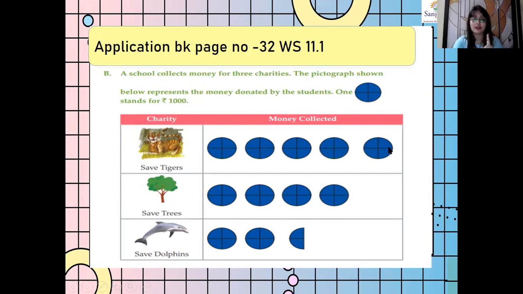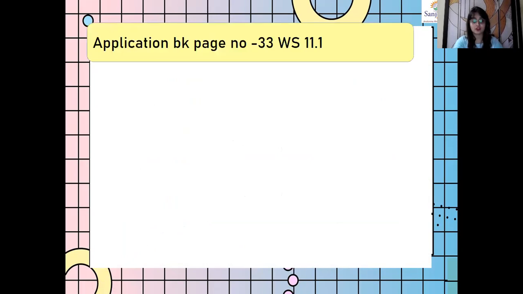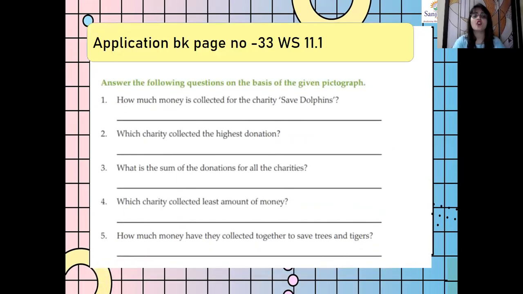So for Save Tigers, how much is collected? Rupees 5000. Then Save Trees, 4 circles are there, so it would be rupees 4000. And Save Dolphins, 2 circles are full and 1 is half. So half of 1000 will be how much? 500. So 2000 plus 500 will be rupees 2500. That is collected for Save Dolphins. Okay, now let us answer the questions given there. Answer the following questions on the basis of the given pictograph.